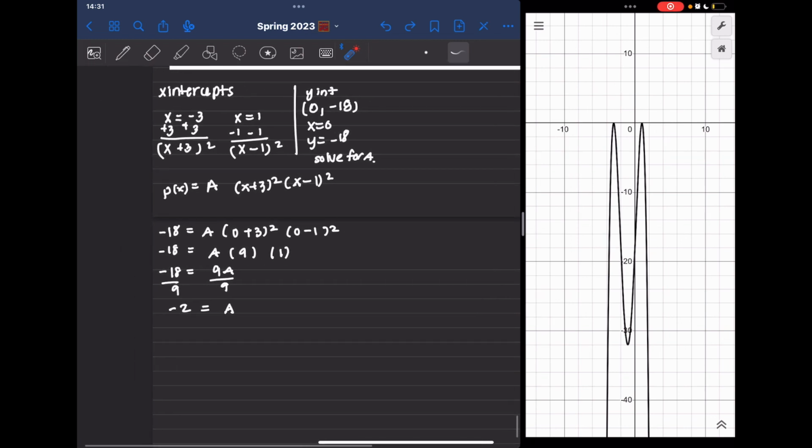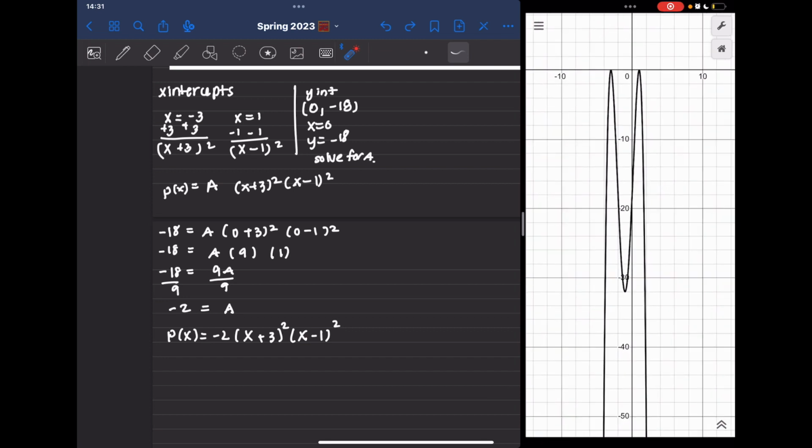So together it's going to be P of x equals -2 times x plus 3 squared, x minus 1 squared. And that's going to be what I have here on the right hand side using Desmos. You can just type it in to verify the polynomial. That's what I would do on the test. I would just go through the answer choices, type them into Desmos, and match the attributes.